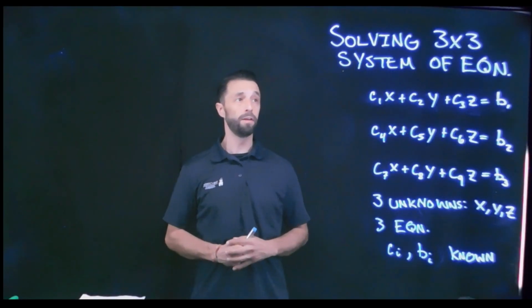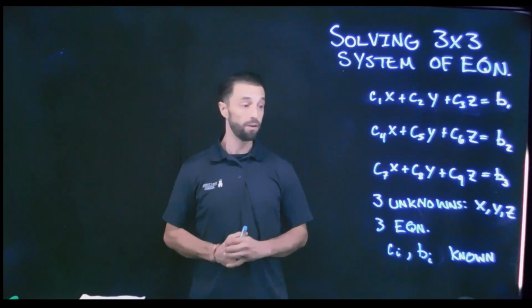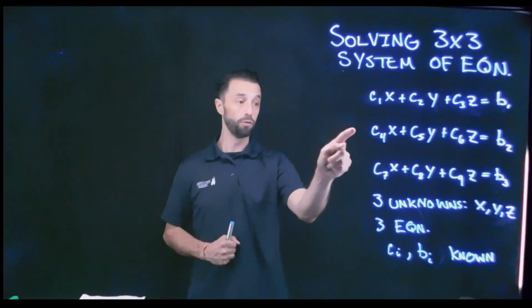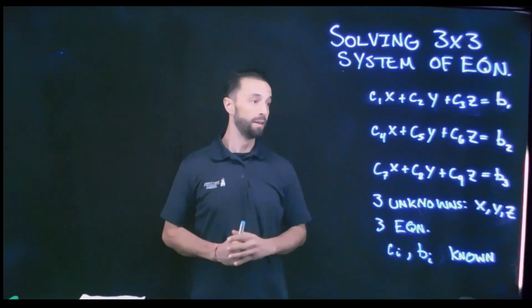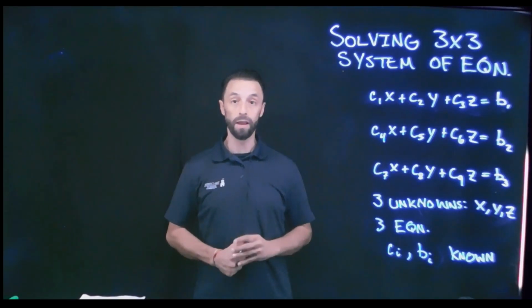This lesson will be about solving 3x3 systems of equations. What that means is we have three unknowns, typically x, y, and z, and we have three equations, 1, 2, 3, where we know all of the other variables like c and b. And so we have three equations and three unknowns.